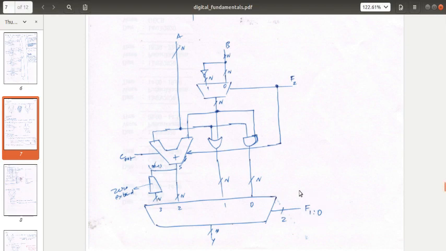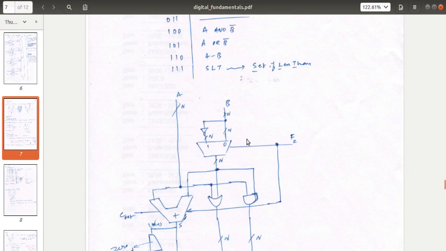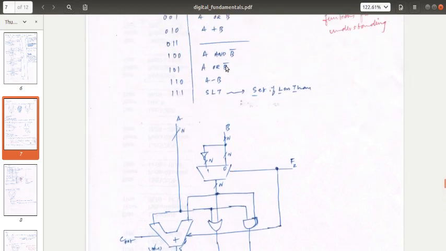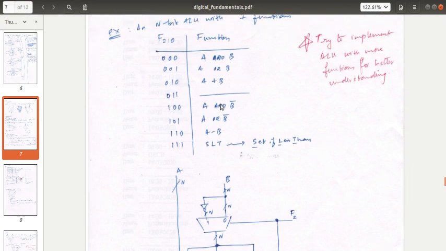So what is the value here? We have chosen this one, right? 1, 0. 1, 0 means 2. So this input will come here, and we will get A minus B as the output. Like that you can check for the other input output combinations also.